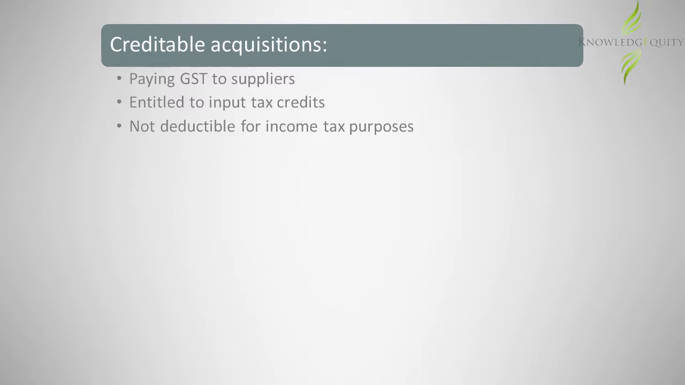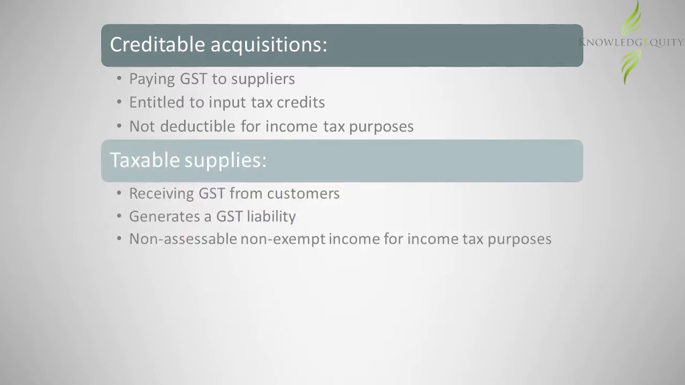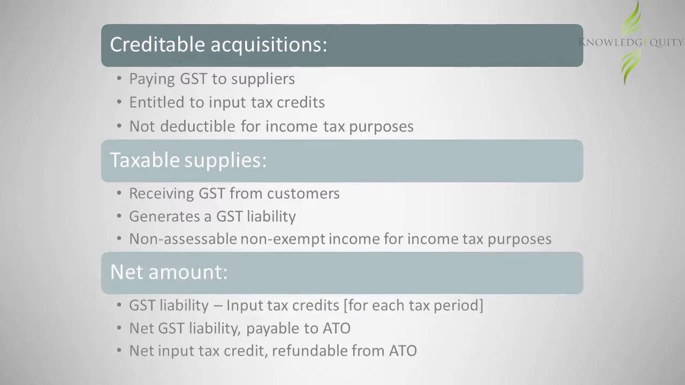Those same entities make sales to customers and collect GST from those customers. The net amount of GST is remitted by the enterprise to the ATO as part of the BAS submission. In this way, the GST is effectively only payable on the value added at each stage in the supply chain.